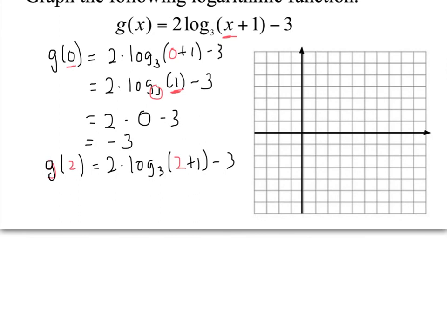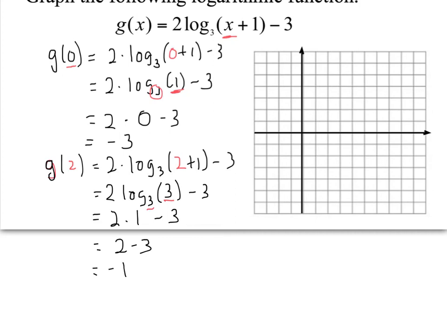Well, what does this give me? This gives me 2 log base 3 of 3, minus 3, and from the previous slide we know that when the input matches the base, we should get 1. And so this is 2 times 1 minus 3. You guys know that 2 minus 3 is negative 1, and so we get this. Now hopefully you can put everything together.